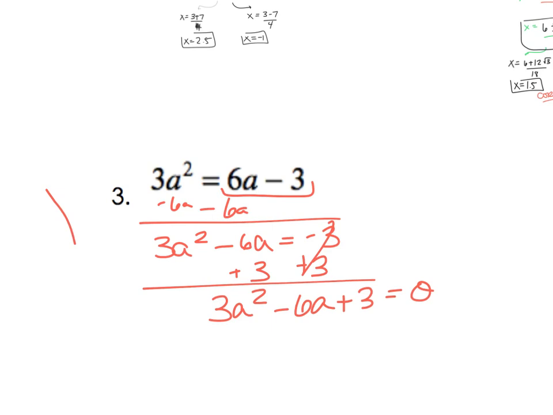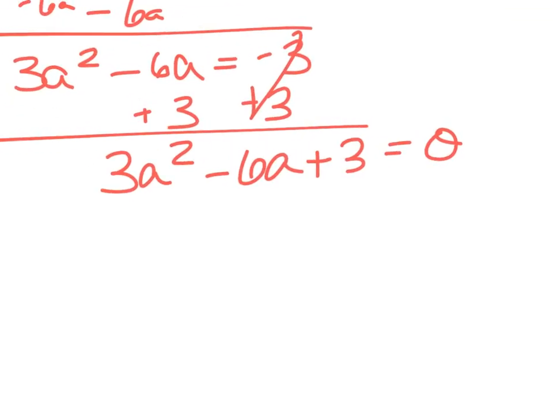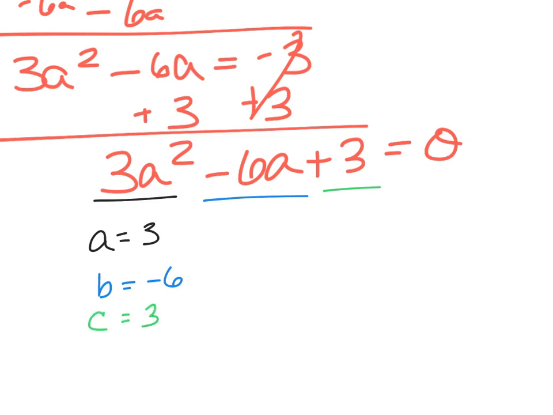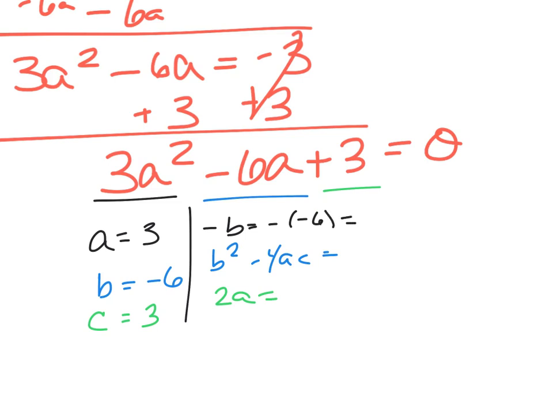So, I now identify my a value, b value, and c value. A is the number attached to my x squared, so a is equal to 3. B is attached to my a, or my middle, so b is equal to negative 6, and c is the number hanging out, so c is equal to 3. I now do my negative b, my b squared minus 4ac, and my 2a. So negative b is equal to the negative of a negative 6, which is a positive 6. B squared minus 4ac: negative 6 squared minus 4 times 3 times 3.